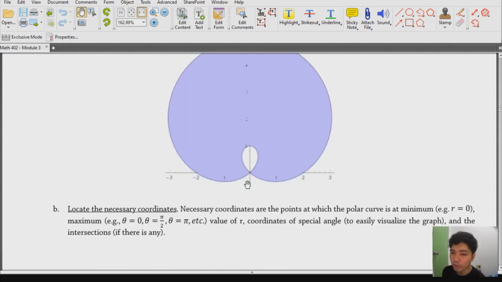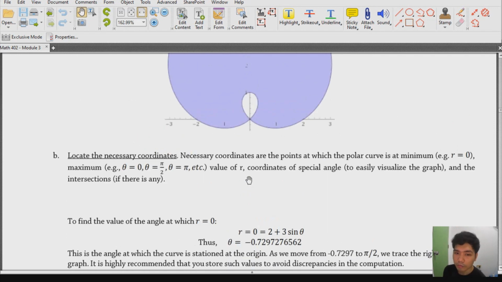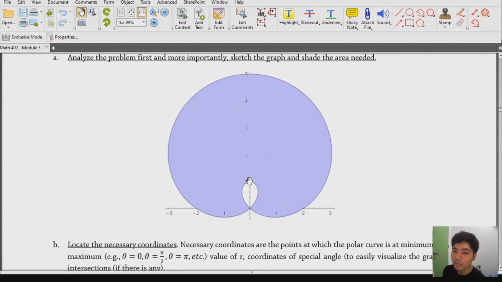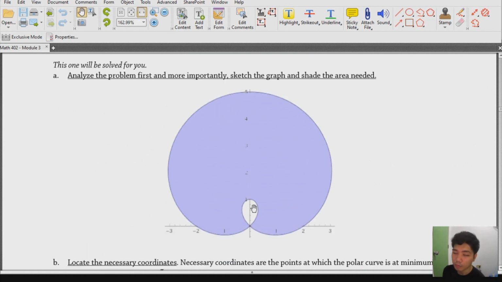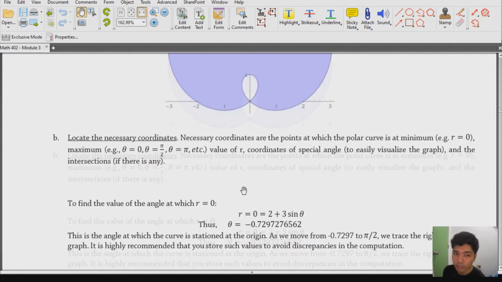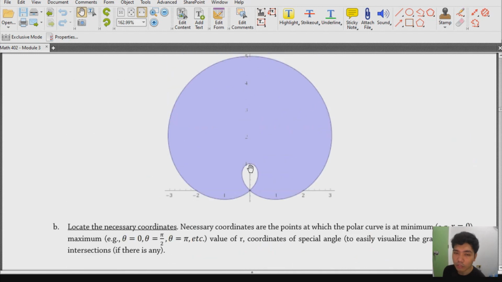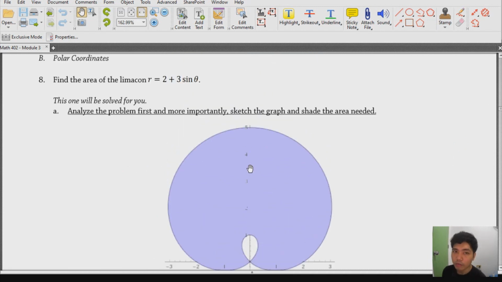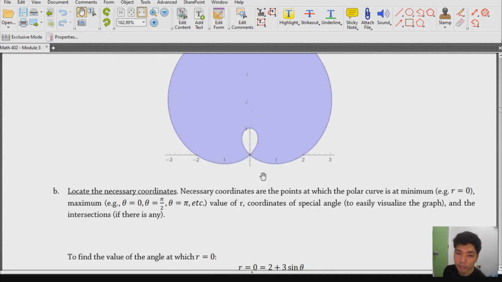What is the importance of these points or our values of theta? From this we need to know where it will have a hole when we have an inner loop. And in this case, it will have a hole where r is equal to 0. So, we have to make sure that we set it equal to 0 so we know when it has holes, right?